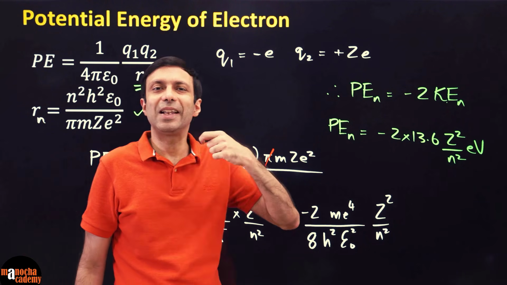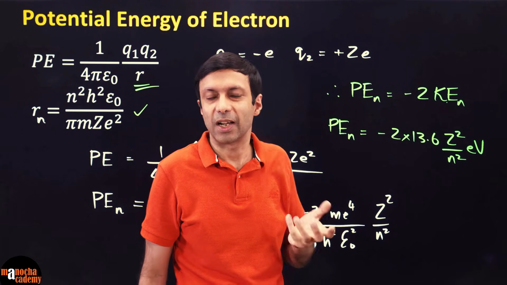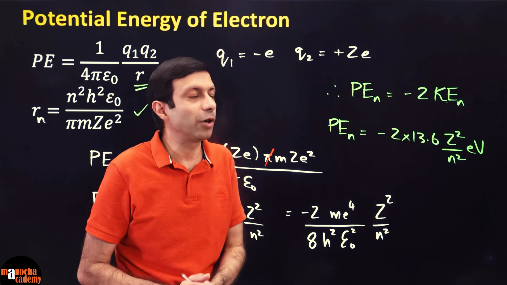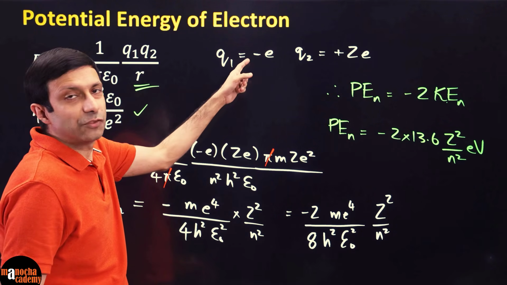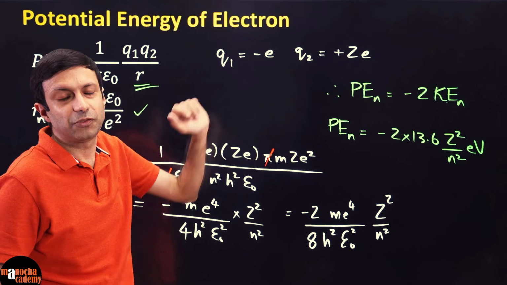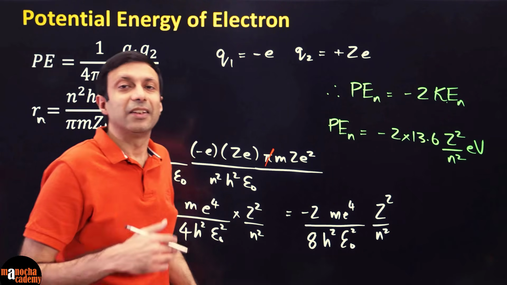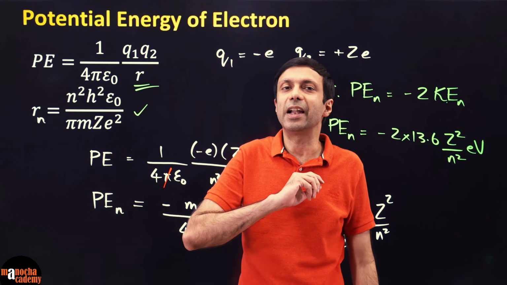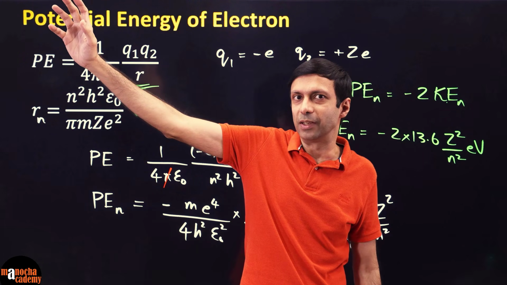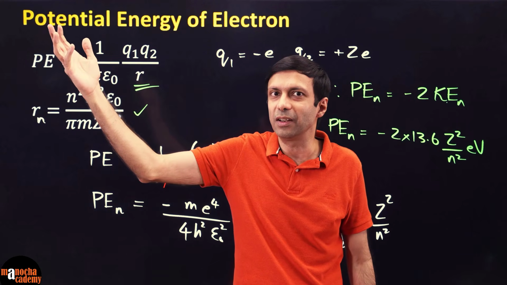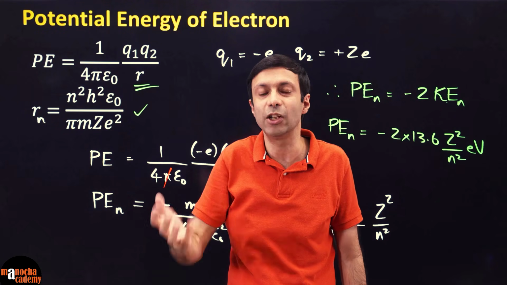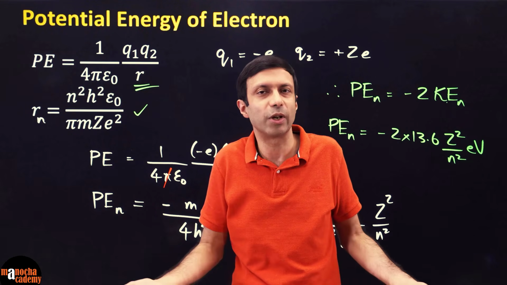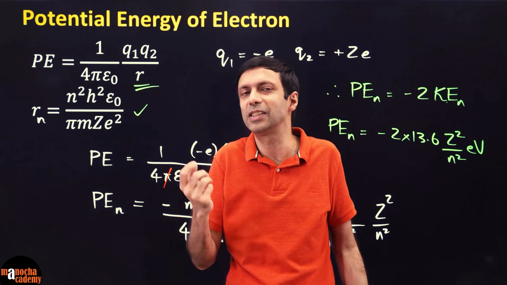Now why is the potential energy negative for an electron? Kinetic energy is positive, right? Half mv square. But why negative? See, negative we got because there is a negative charge here and a positive charge of the nucleus. But the reason for this negative potential energy is that when the electron goes very far away from the nucleus, then the energy of the electron is considered to be zero. So let's say the electron is at infinity. So we say there is no attraction, so the potential energy between the nucleus and electron is zero.